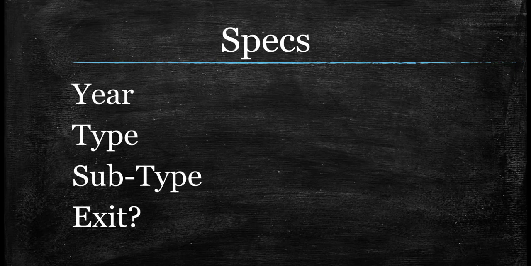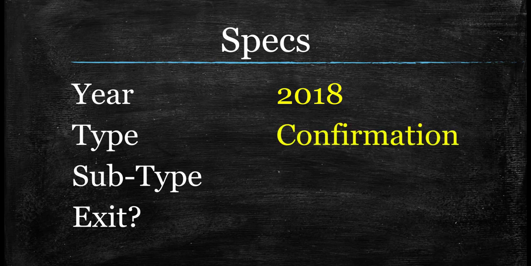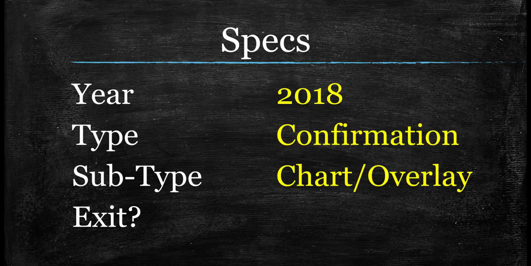The year this was created was 2018, well within the 1996 and on threshold we like to see here at the Indicator Profile Series. This is going to be a confirmation indicator. This is going to be a chart overlay type of confirmation indicator. We like these, and we don't get a chance to do them often enough, I don't think. So we're happy to bring this one to you.